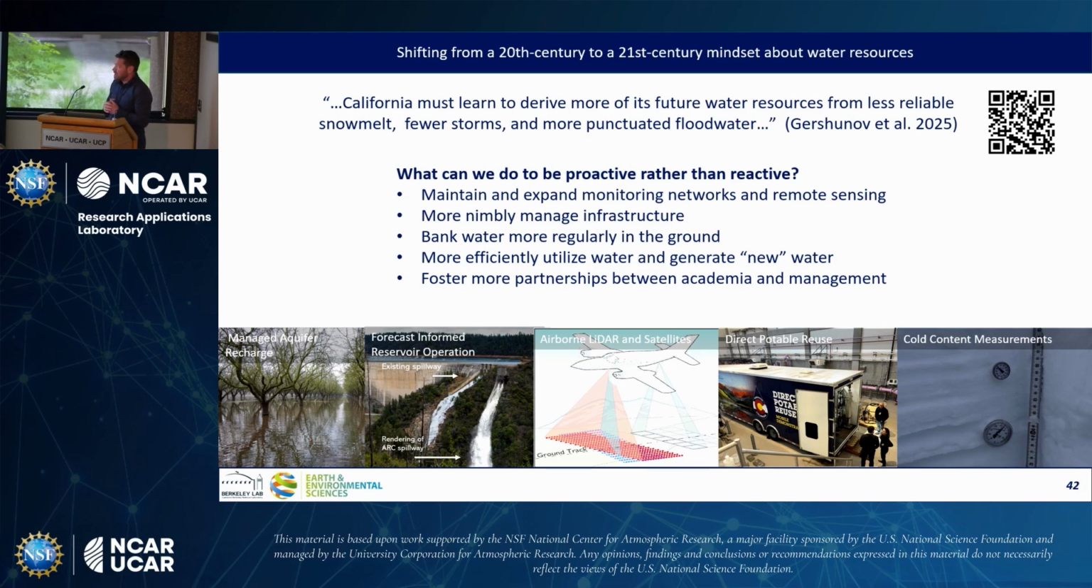Maybe maintaining and more nimbly managing our water infrastructure is important too. So using things like forecast-informed reservoir operation, where we have different spillway heights and we can manage our reservoirs on a more week-to-week basis rather than month-to-month or season-to-season. That might be really important.